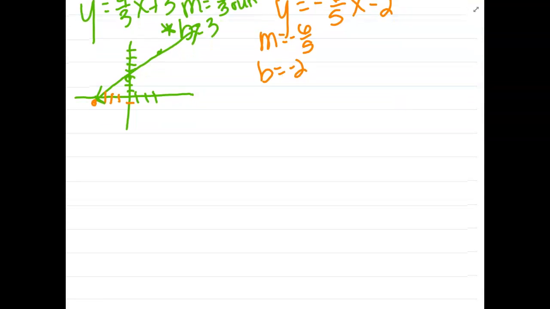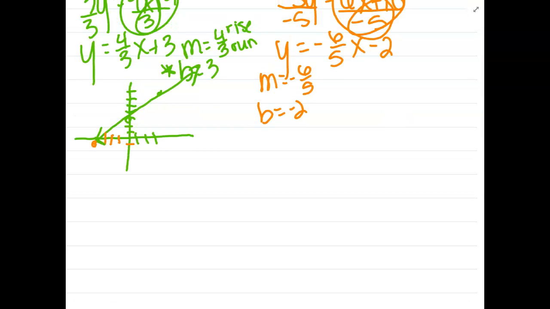So I need to start with a point on my line. This right here is a point on your line. You are always going to start with your y-intercept first. You're going to plot on your y-axis a point at negative 2.